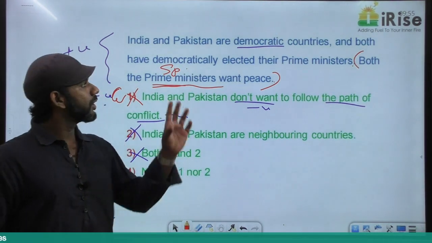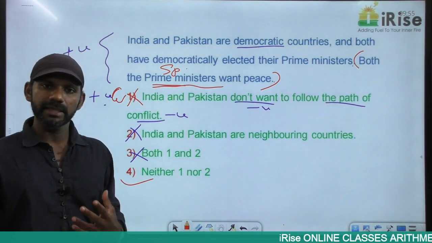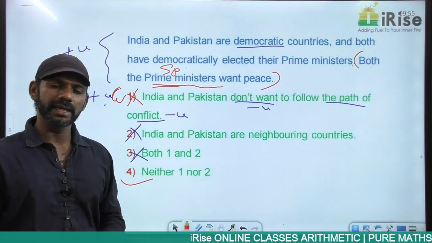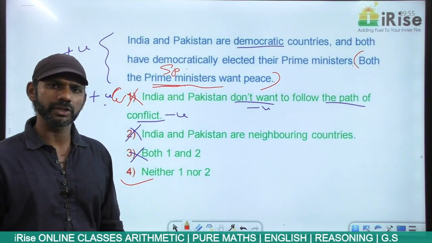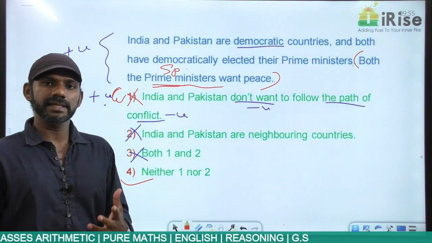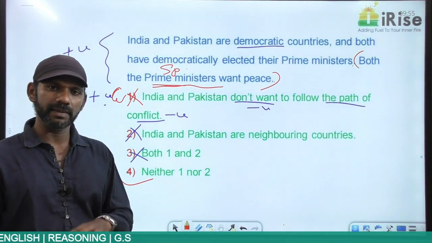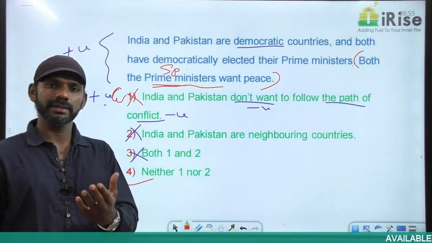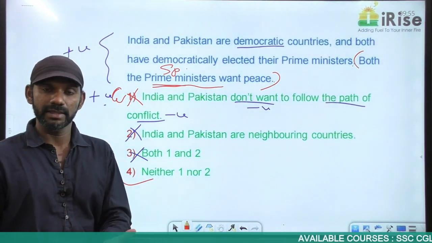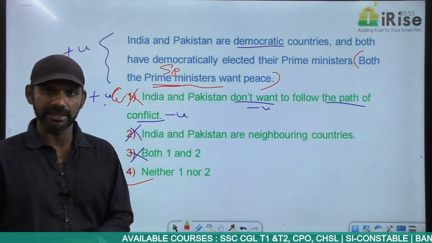Now here, according to the paragraph, the prime ministers are democratically elected. That means elected by the people. Does it mean that the decisions taken by the prime minister be agreed to by all the people in the country? No. India is a democratic country. Modi is a prime minister. Does it mean the decisions taken by Modi will be agreed to by all the Indians? No. You can take the case of demonetization. It was disagreed to by many Indians.